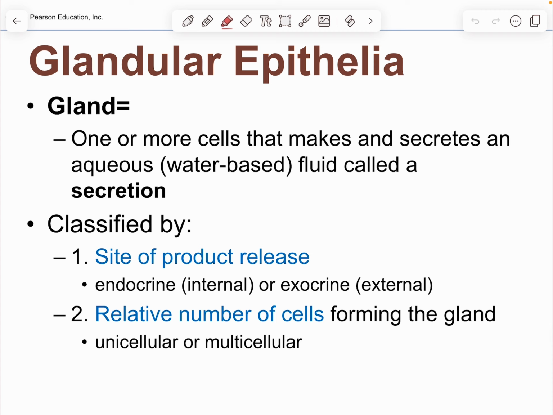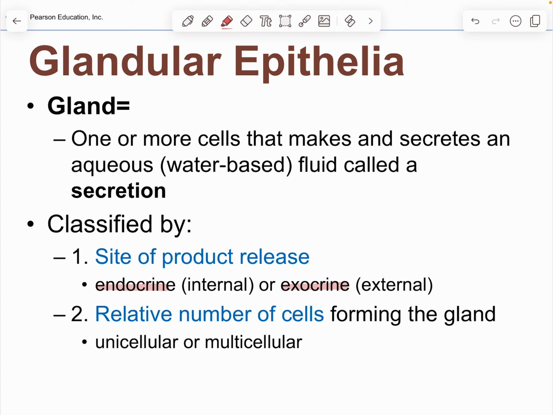These are the notes, the very end of our epithelial tissue, specifically about glands. So we already discussed that glands make some sort of secretion, right? And specifically an aqueous or water-based fluid becomes a secretion. There are a couple of different kinds of glands that you may have heard of: endocrine and exocrine. Those terms are probably not super unfamiliar, but you might not know what they refer to.